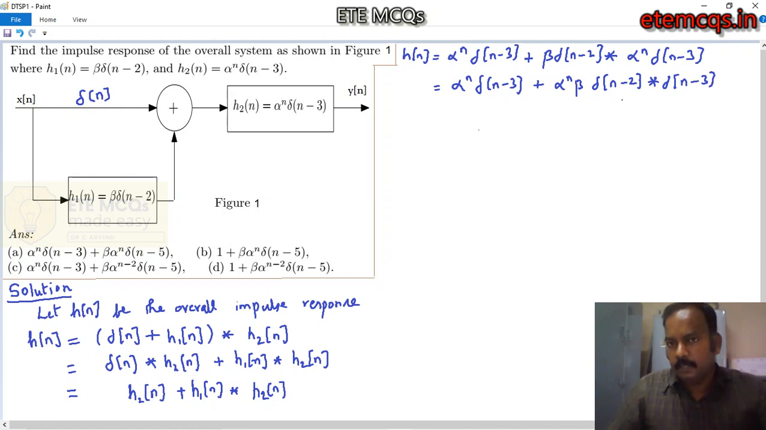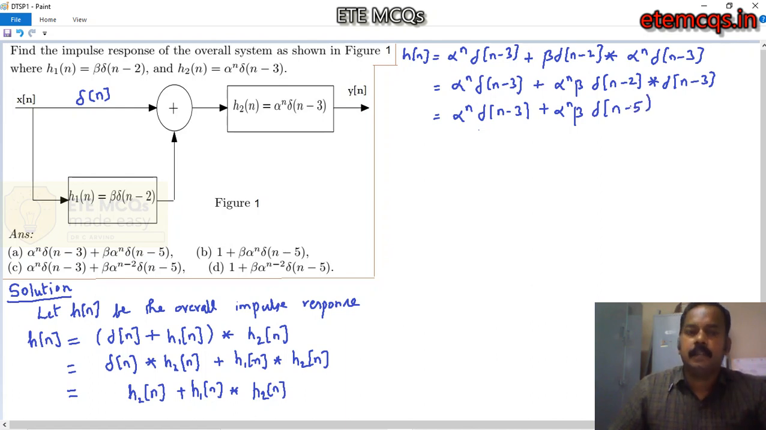We already know that the convolution of two delayed versions of the unit impulse function will yield an overall delay in the convolution result. So we will have alpha power n into del of n minus 3 plus alpha power n into beta. The convolution of these two will be the overall delay, the sum of the time indices will get you the overall convolution result. It is nothing but del of n minus 5.